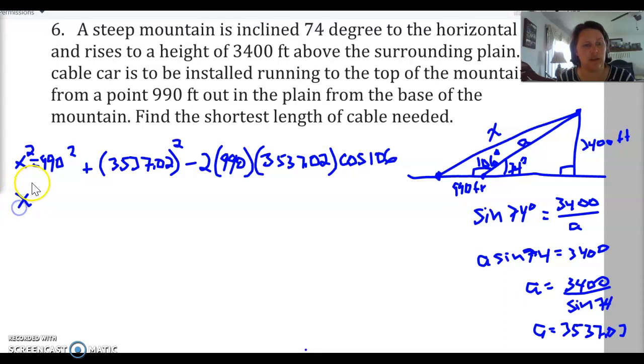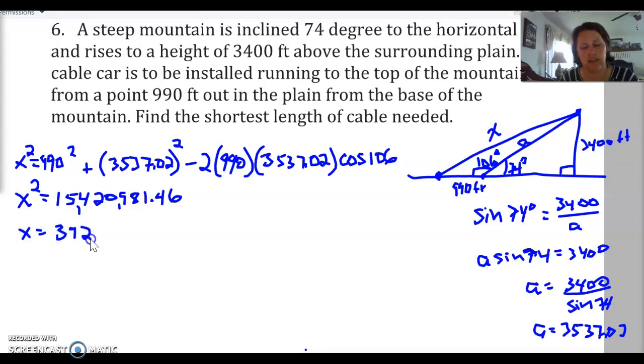You get a really pretty big number. I got 15,420,981.46. Then take the square root of both sides, and you'll get x equals 3,926.96. And that is in feet. And so that x value right there, that is how long of a cable that you need. And that's your final answer.